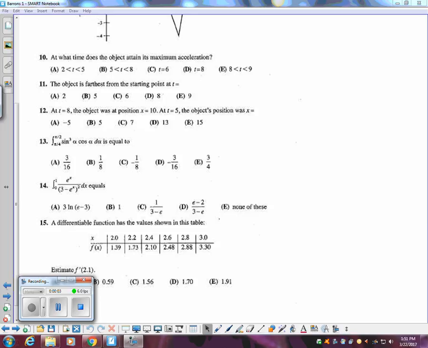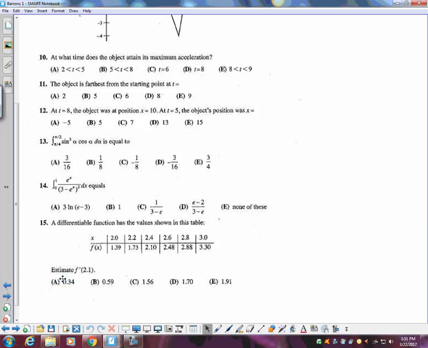This review is on integration. Going to start out with Barron's Test 1, number 13.